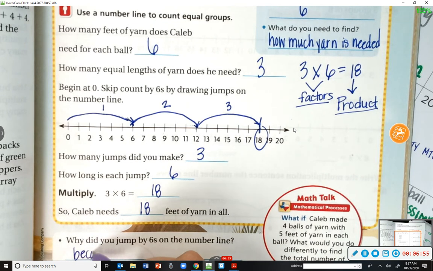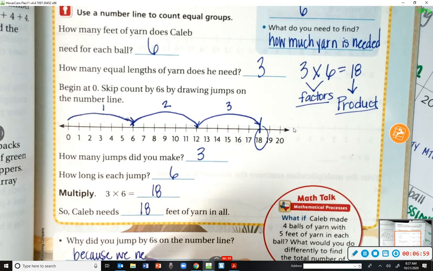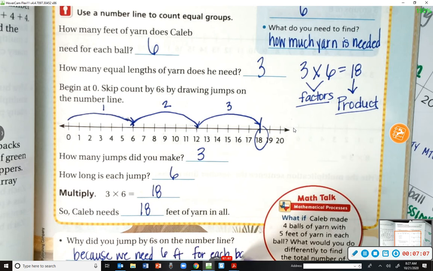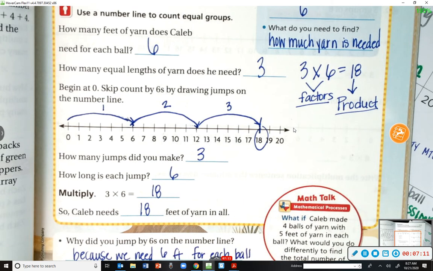Because we need 6 feet for each ball. Okay, does that make sense? Yes. So if he only needed 5 feet, we would have jumped by 5 on the number line.